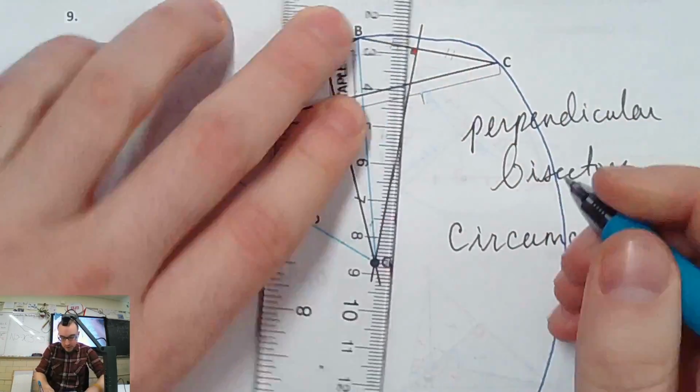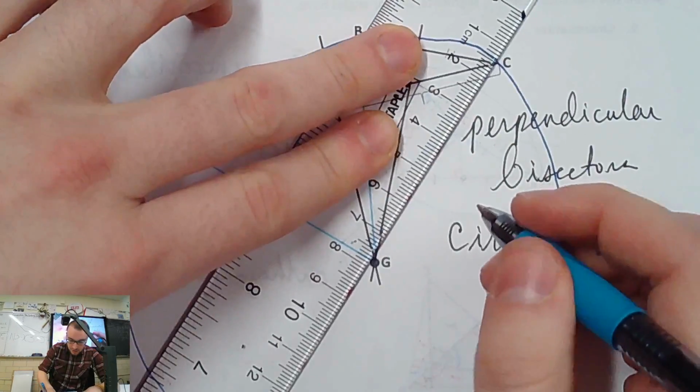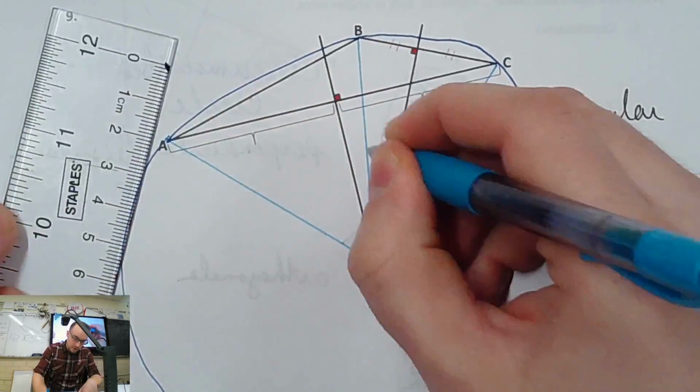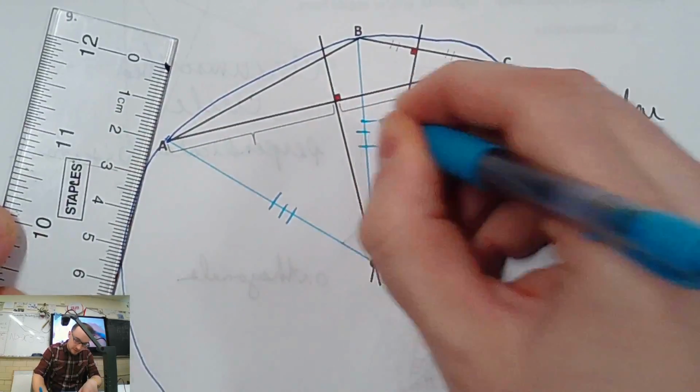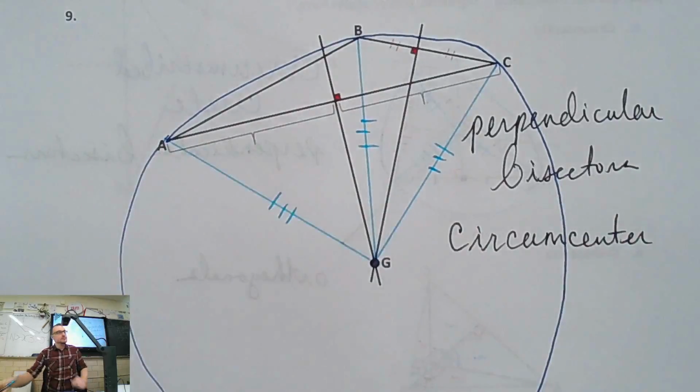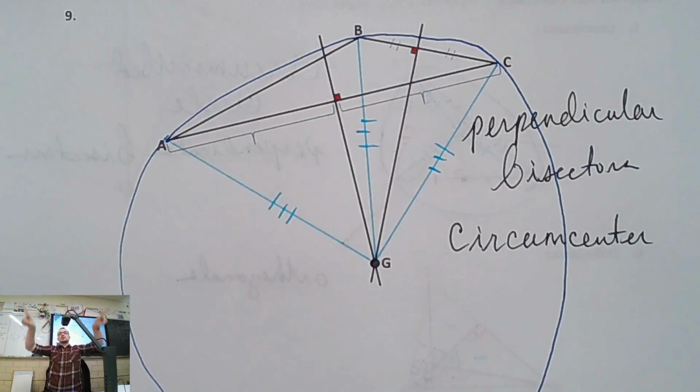So we know from G to B and G to C and G to A is all the same distance, right? They're all going to be radii. It's gross looking, right? What are radii? Plural of radius, like a radius of a circle.